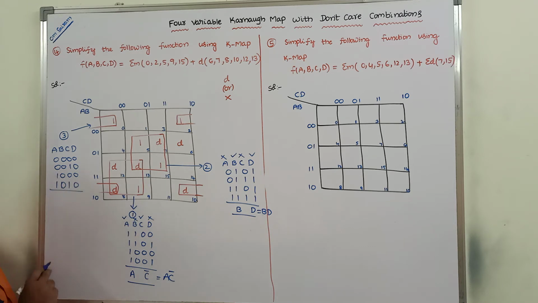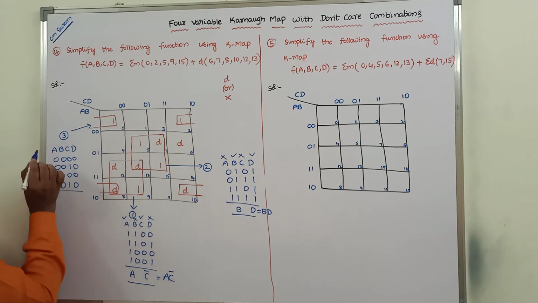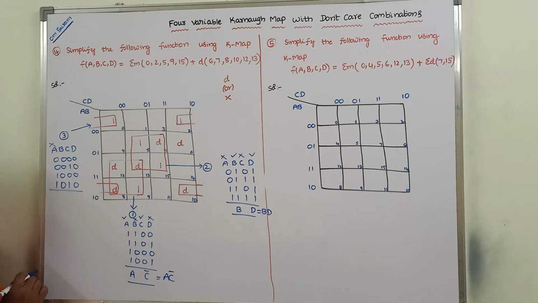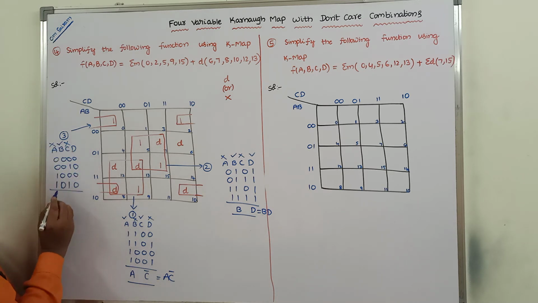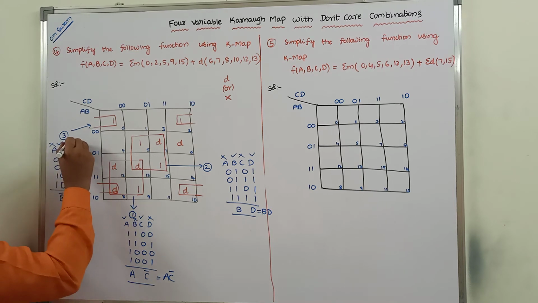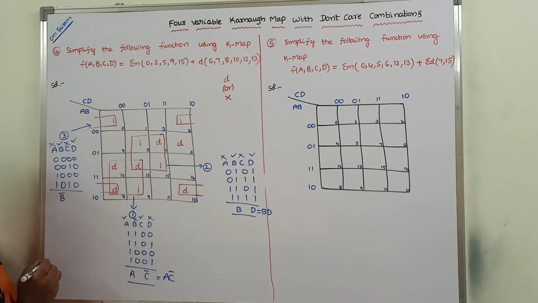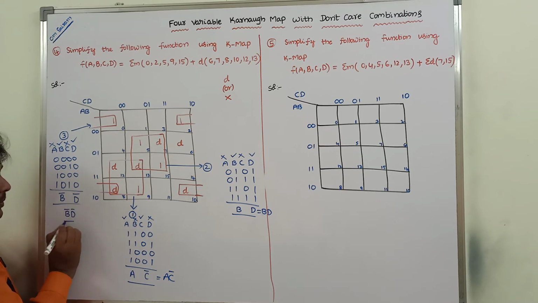Any column that contains a combination of zeros and ones, we have to ignore that column. A column contains a combination of zeros and ones. C column contains a combination of zeros and ones, we have to ignore that column. B column contains only zeros, we have to consider that column. In that column B value 0 means B bar. D column contains only zeros, we have to consider that column. In that column D value 0 means D bar. So now what is the expression we are getting? B bar D bar.